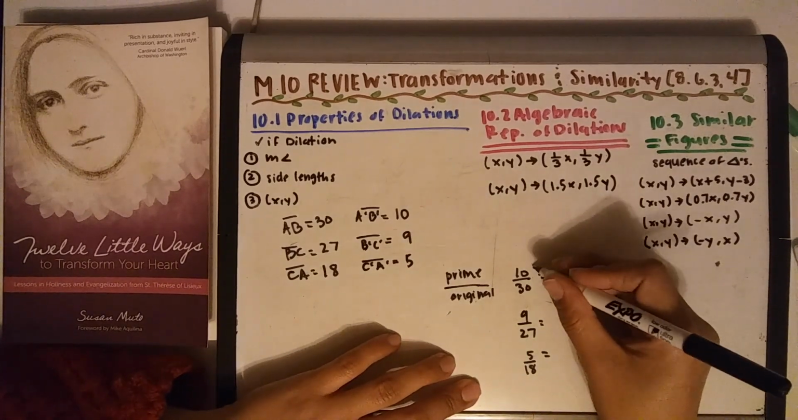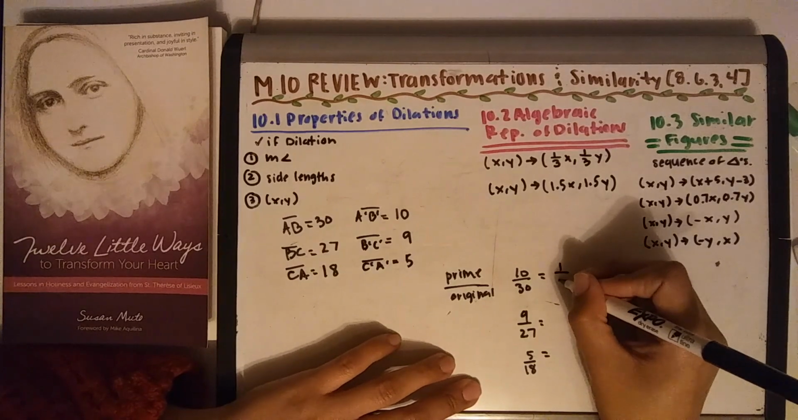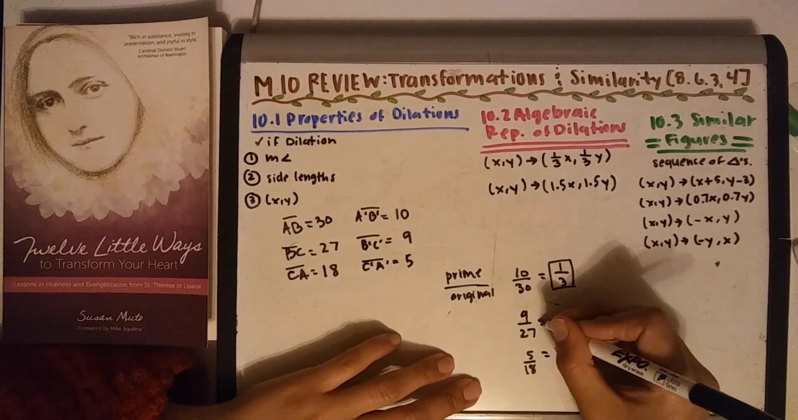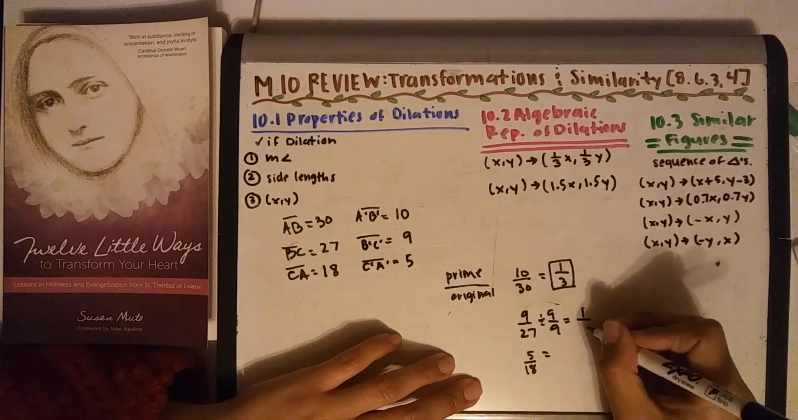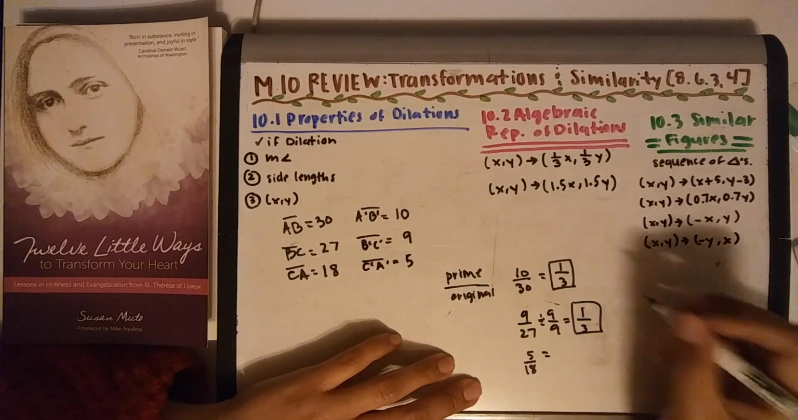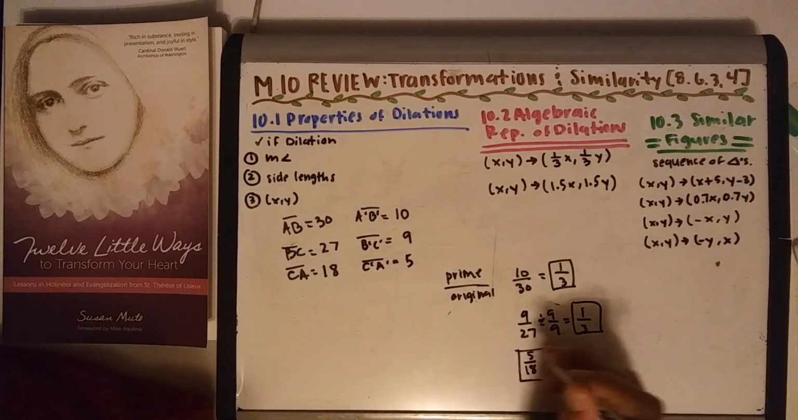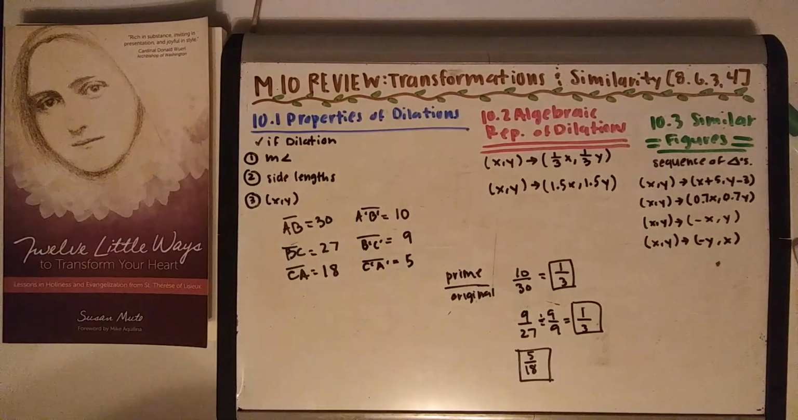I can simplify by 10 here, so 10 divided by 10 is 1, 30 divided by 10 is 3. Okay, that's my ratio. This one I can simplify by 9. So 9 divided by 9 is 1, and 27 divided by 9 is 3. So those work, okay? And then this one, there's nothing I can simplify by, so I just stay there. And so since these 3 are not the same, that is not a similar triangle, okay?